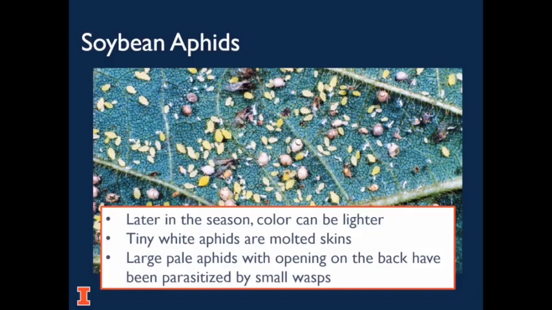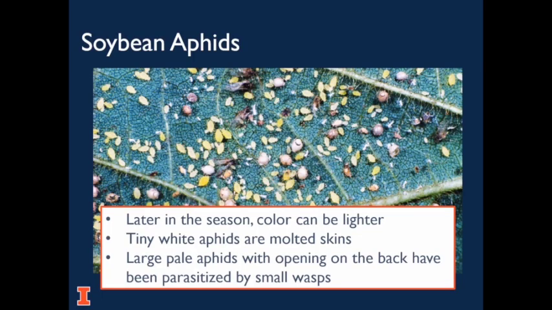Aphids are also heavily parasitized by wasps, so you might see some large, pale aphids with openings on their backs. These are aphid mummies, and the openings are where small parasitoid wasps emerged. You also don't have to count aphid mummies while scouting, because they've already been killed.